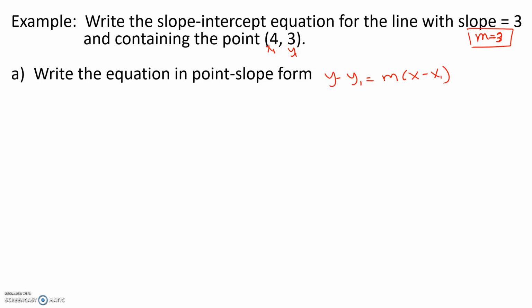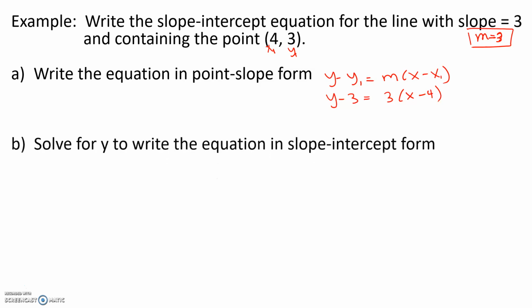So in point-slope form, our equation is y minus y1, which is 3, equals our slope, which is also 3, times x minus x1, which is 4. But our directions are to write the equation in slope-intercept form. In slope-intercept form, recall that the y needs to be isolated, since slope-intercept form is y equals mx plus b. So in our equation in point-slope form, y minus 3 equals 3 times x minus 4, we will need to solve for y.